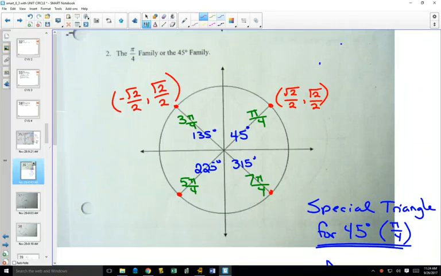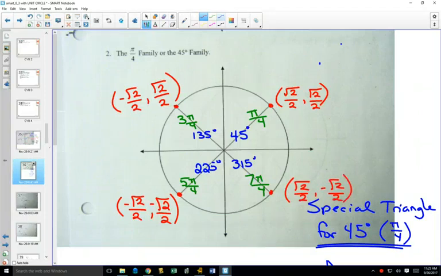In quadrant 2, cos is negative and sine is positive. In quadrant 3, same triangle, but both your x-coordinate and your y-coordinate would be negative, and both cos and sine are negative. And then in quadrant 4, now your x-coordinate is positive, and your y-coordinate is negative.